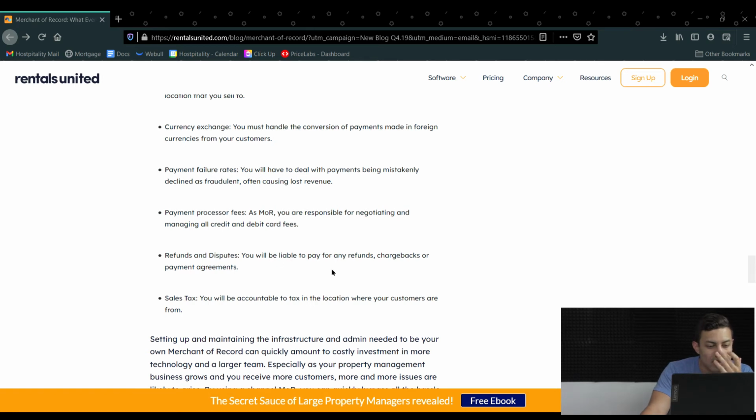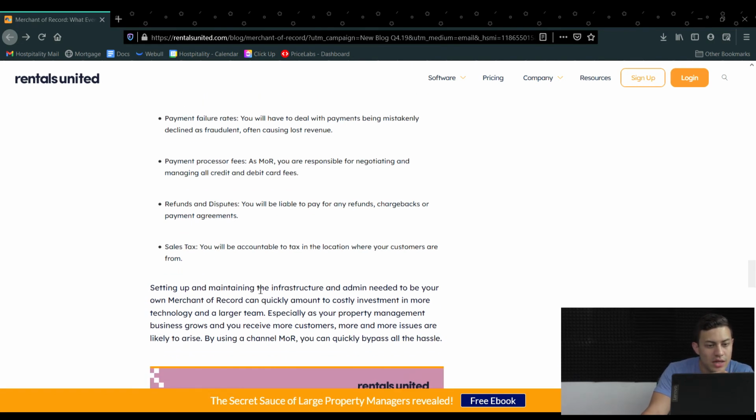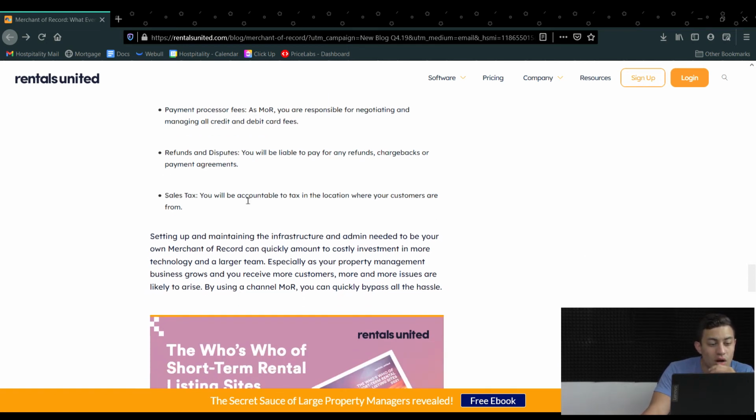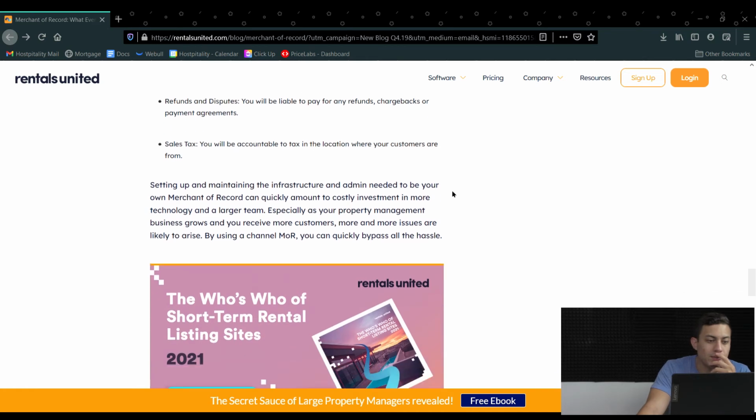So stick around. And then sales tax. You will be accountable to tax in the location where your customers are from. Normally, the sales tax for Airbnb looks like the occupancy tax. Airbnb has a deal with, I would say, most local governments to charge, retain, and remit the occupancy taxes for their transactions. So probably that's something that you don't have to think about.